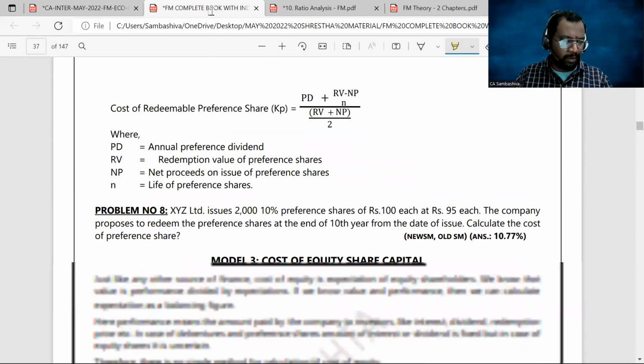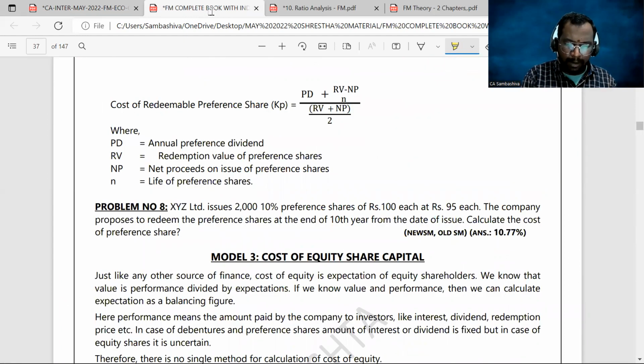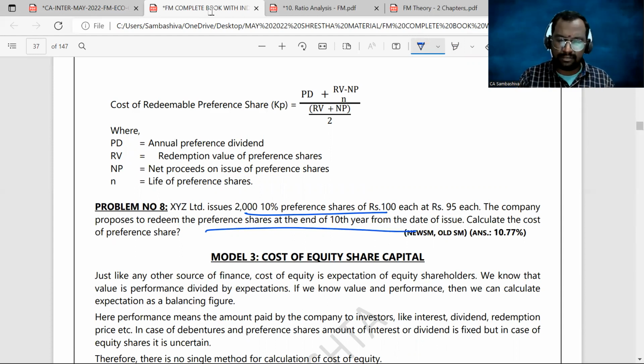Now coming to this problem number 8, the same: 5% preference shares of 100 rupees each, premium of 10%, redeemable after 10 years at par, flotation cost 6%. You can also see here in our problem number 8, 10% preference shares of 100 rupees each, and redeemable at the end of the 10th year from the date of issuance of the shares. A similar problem, problem number 8.